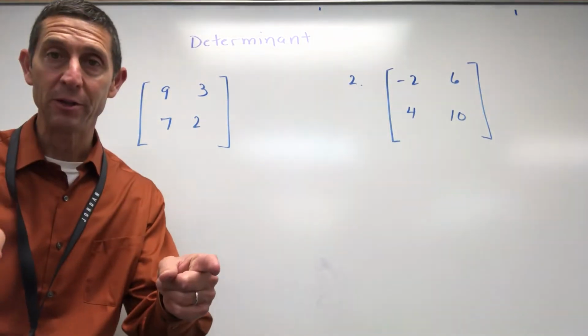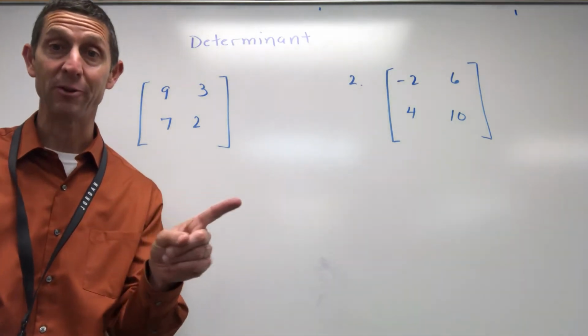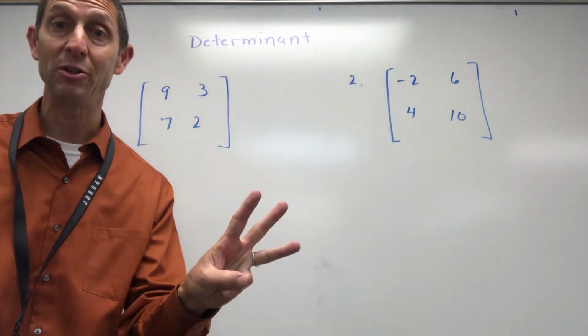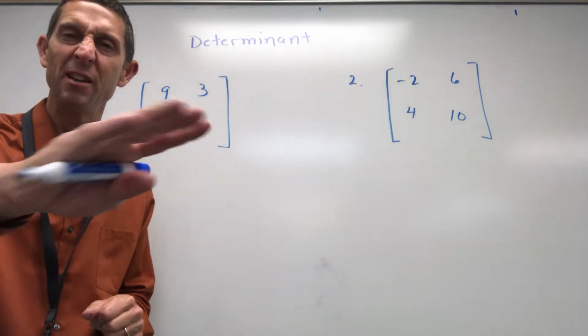Okay, coming at you for a little bit of matrix algebra today. You got to find determinants first, then you got to find an inverse just so you can do matrix algebra. All right, determinants might be the easiest thing you've ever done.